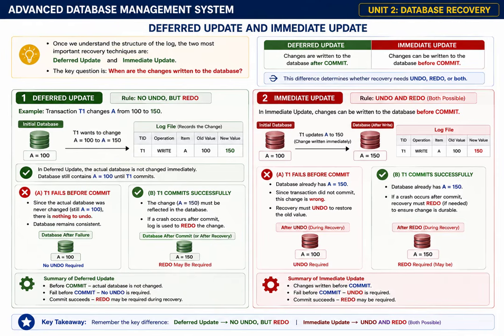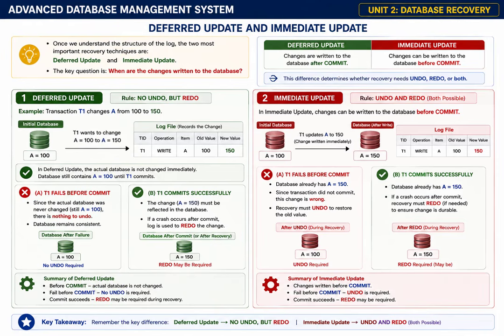Let us put it very simply. In deferred update, the changes made by a transaction are not written to the actual database until the transaction successfully commits. In other words, the changes are delayed or deferred. On the other hand, in immediate update, the changes can be written to the actual database while the transaction is still running, even before it commits. And this difference is extremely important because it determines whether the recovery process may need to perform undo, redo, or both. So remember this basic comparison. Deferred update, changes are written to the database after commit. Immediate update, changes can be written before commit. Once this difference is clear, the concepts of undo and redo become much easier to understand.